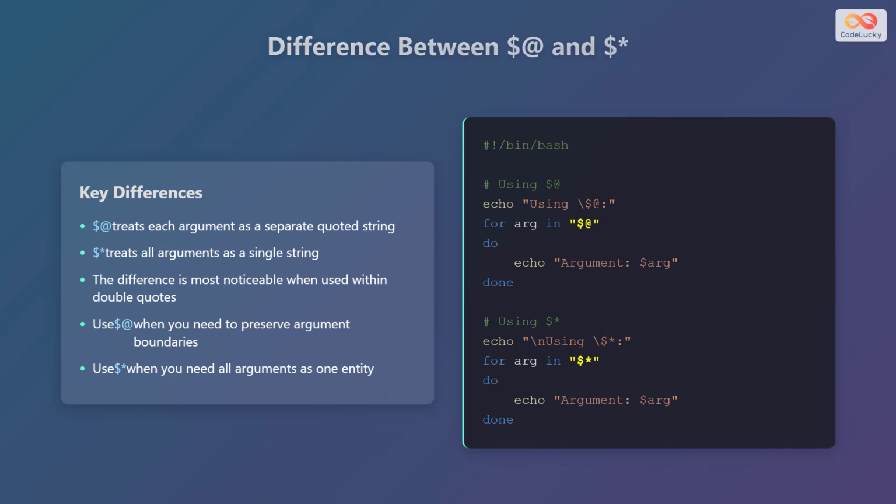The script begins with the shebang line. It then uses a for loop to iterate through the arguments using $@ within double quotes, printing each argument separately. Following this, it uses another for loop to iterate through the arguments using $* within double quotes, again printing each argument. This example will highlight how $@ preserves the separation of arguments, whereas $* combines them into a single string.